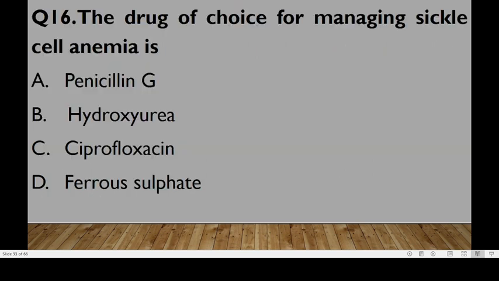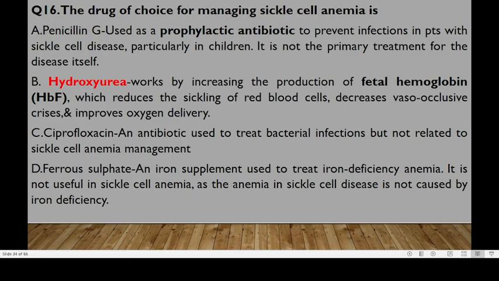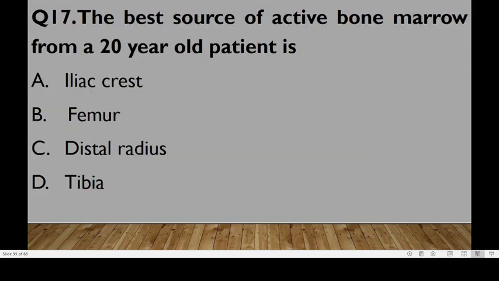The drug of choice for managing sickle cell anemia is hydroxyurea, because this drug works by increasing the production of fetal hemoglobin, which reduces the sickling of the RBCs, decreases vaso-occlusive crisis, and improves oxygen delivery.